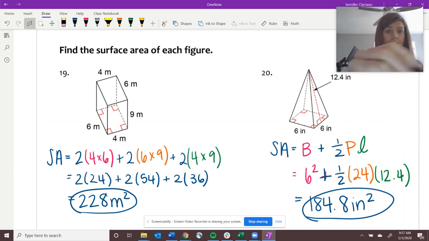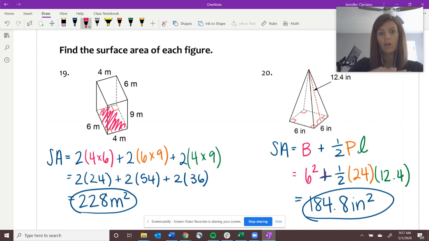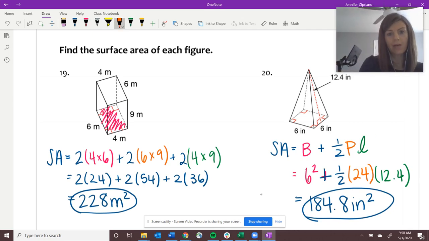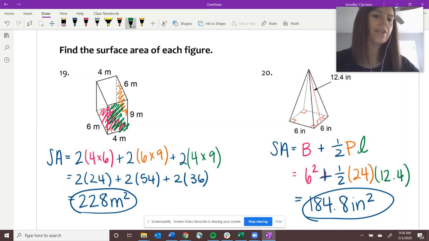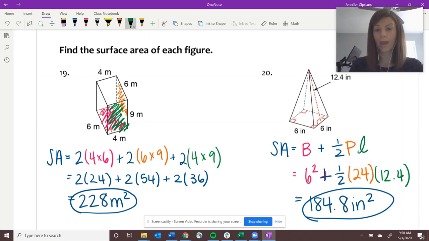So the surface area is 2 times, and then the 4 times 6 there, that's the area of the bottom of this prism. So that's also the top. That's why that number gets multiplied by 2. The 6 times 9, that's the area of this right side over here, which is also the area of the left side. And then the 4 times 9, that's the area of this front piece, which is also the area of the back piece. And so when you do all those calculations, you get 228 meters. And don't forget, for surface area, we're always going to square our unit, so meters squared.